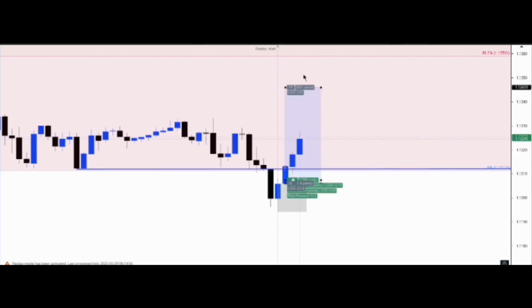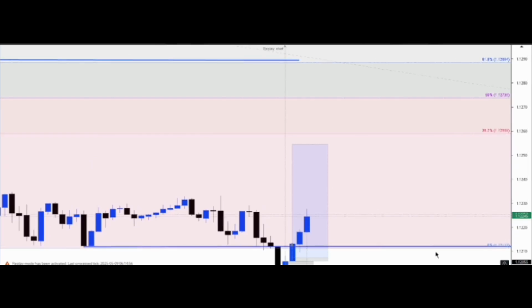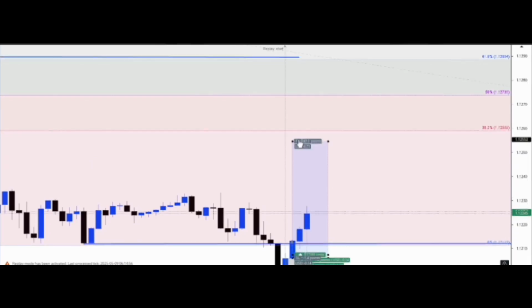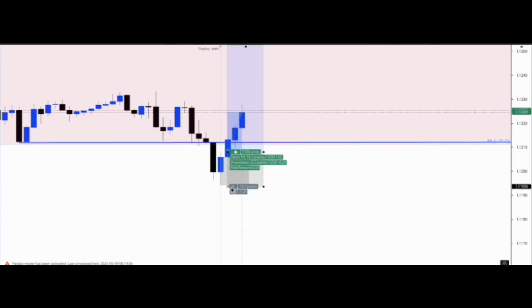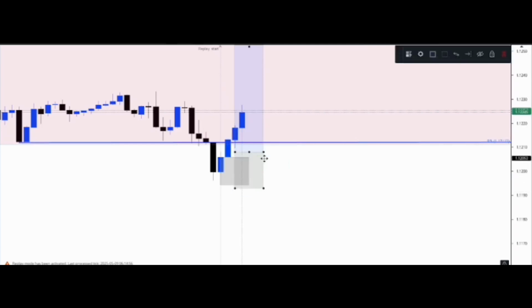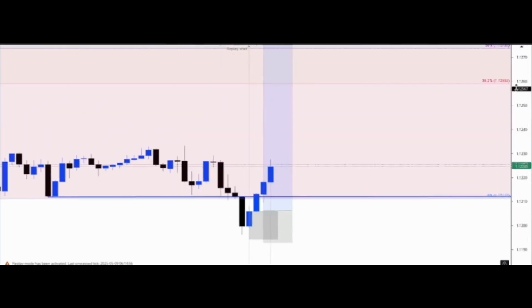Your TP will be that 61.8, because that's where we are looking for this trade to go to. Your stop loss just below here. Okay, that's all right. So you have your trade there. Now that's the first way.